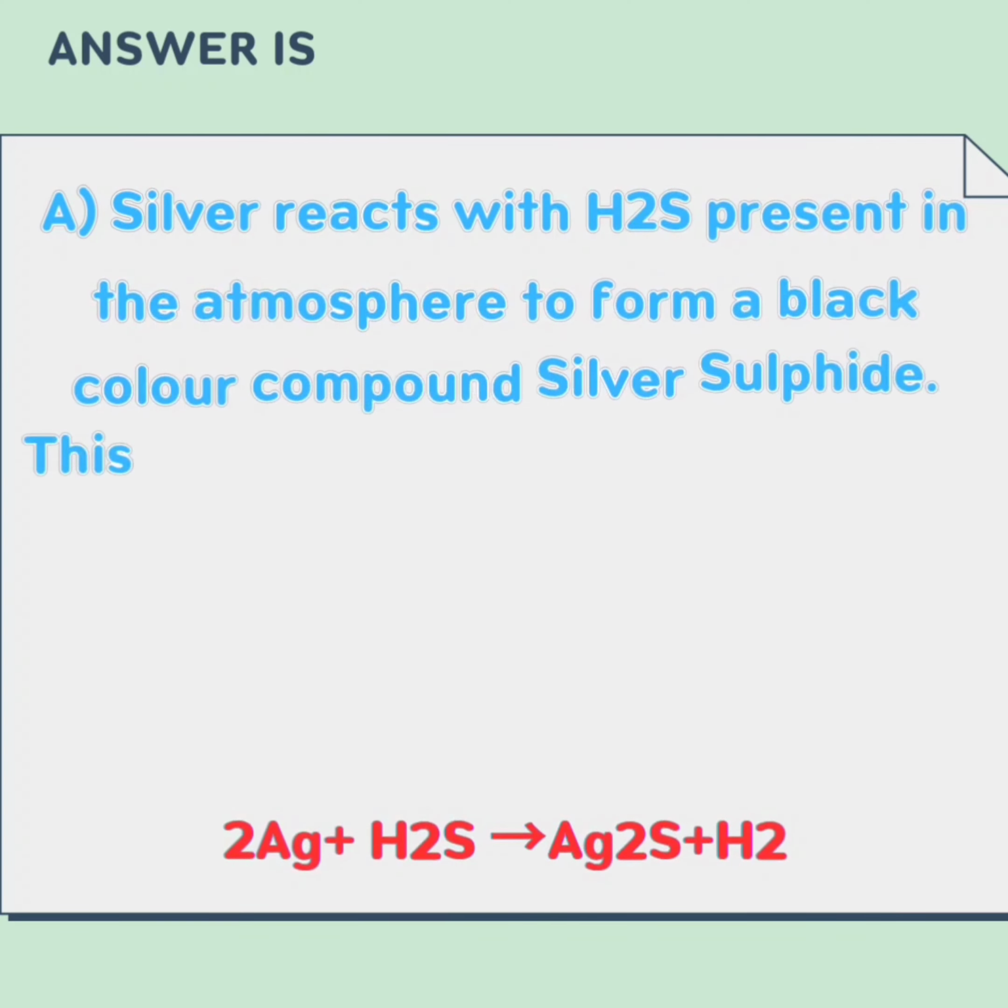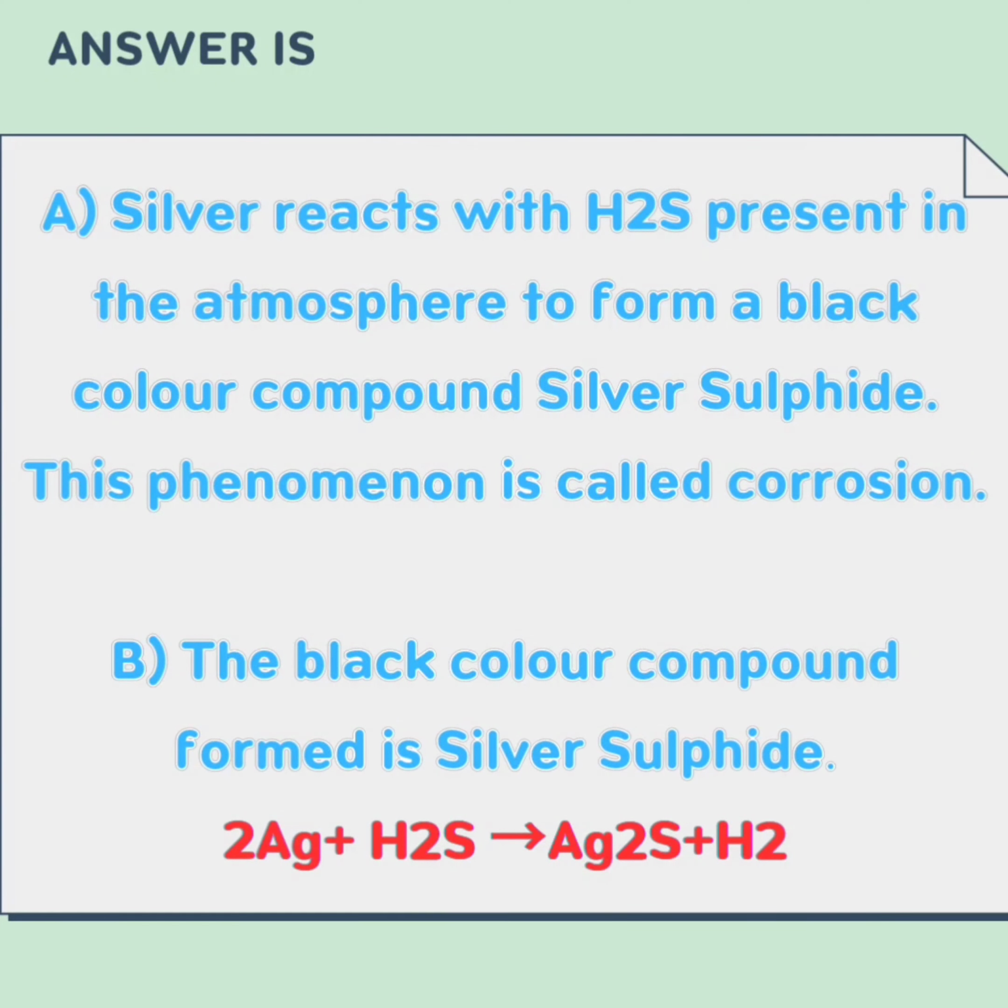Answer. Silver reacts with hydrogen sulfide present in the atmosphere to form a black color compound, silver sulfide. This phenomenon is called corrosion. The black color compound formed is silver sulfide.